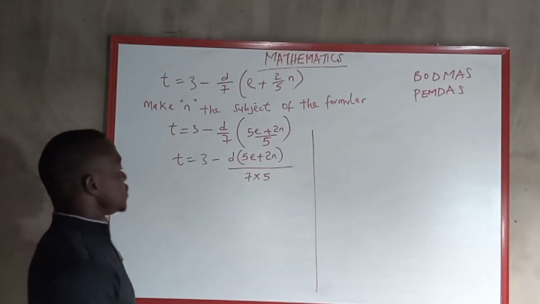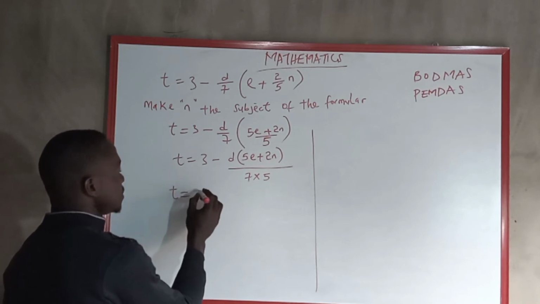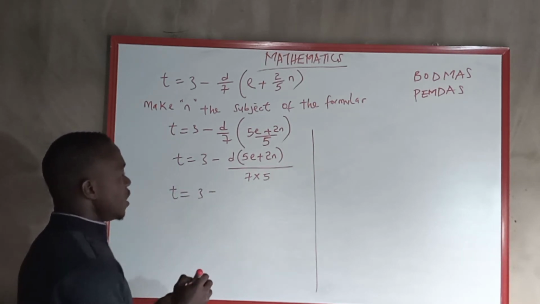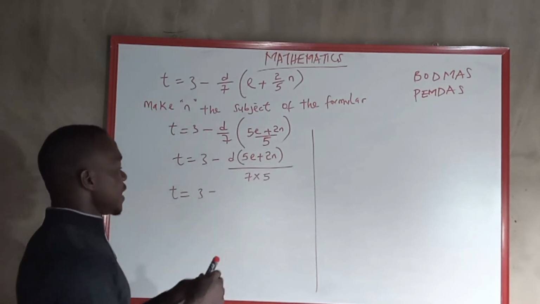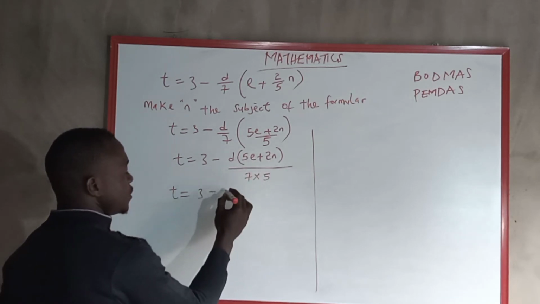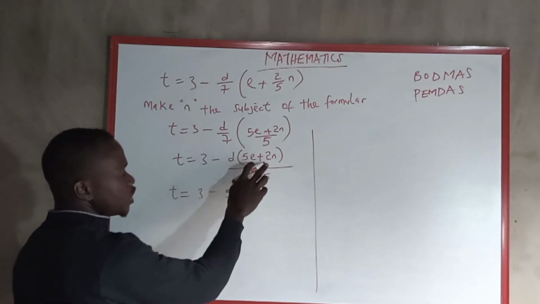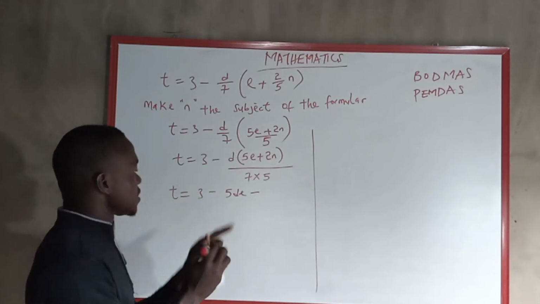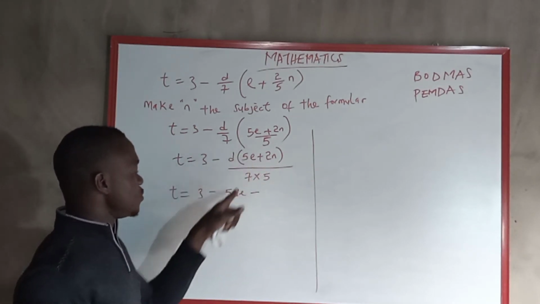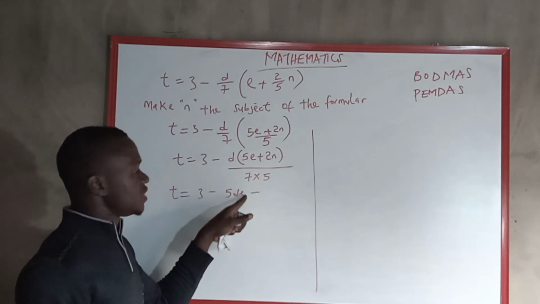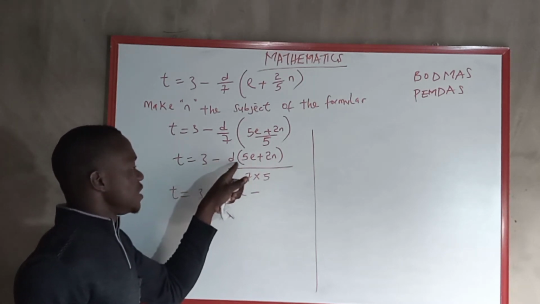So the next is, we are still on that, 3 minus, we can open this bracket now. We have 5 times d, we have 5de. Then this minus d multiplied by plus 2n, we have it as minus d times 5e, we have minus 5de. The d is inside. Now minus d times 2n.